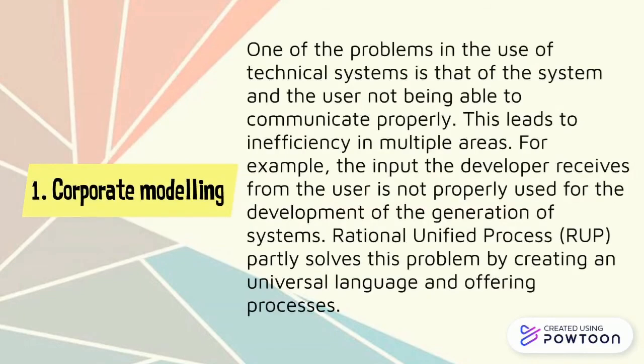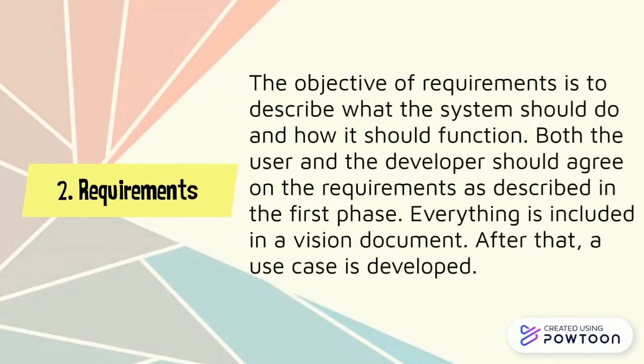Number 1 is the corporate modeling, or the business modeling. The goal of this discipline is to understand the business of the organization, the problem domain being addressed by the project, and to identify a viable solution to address the problem domain. Number 2, requirements. The goal of this discipline is to describe what the system should do and how it should function. Both the user and the developer should agree on the requirements as described in the first phase in order to define the scope of the project.